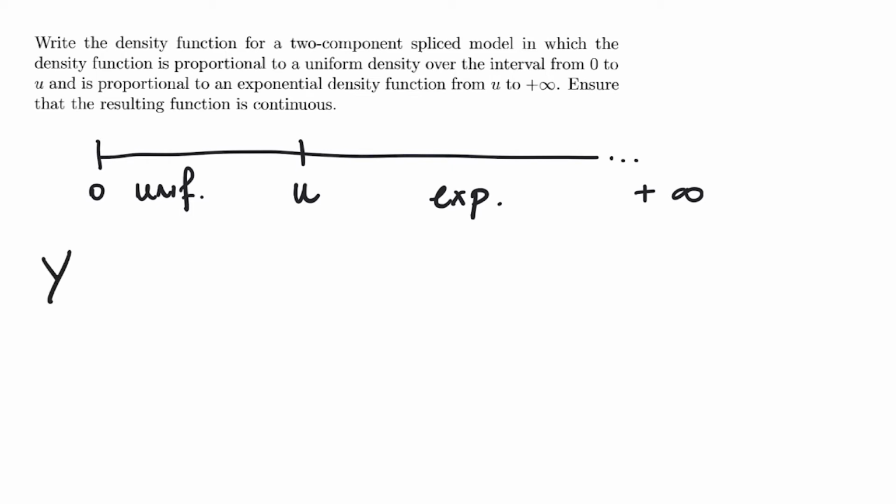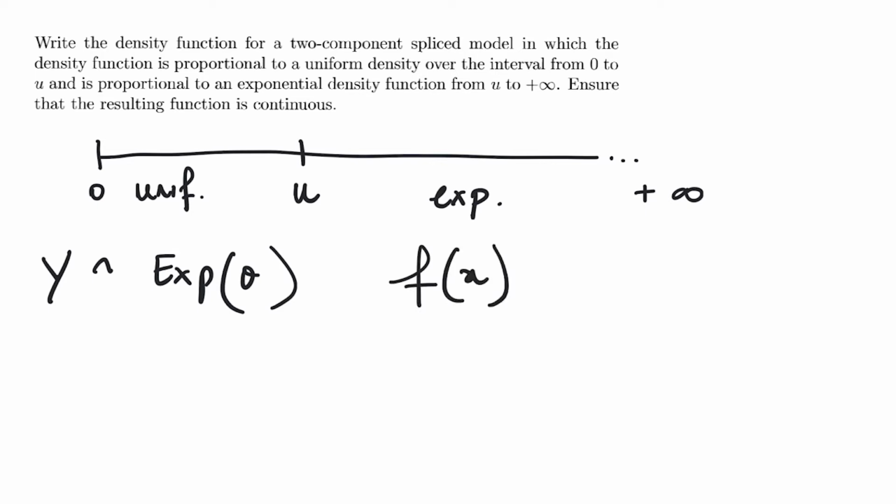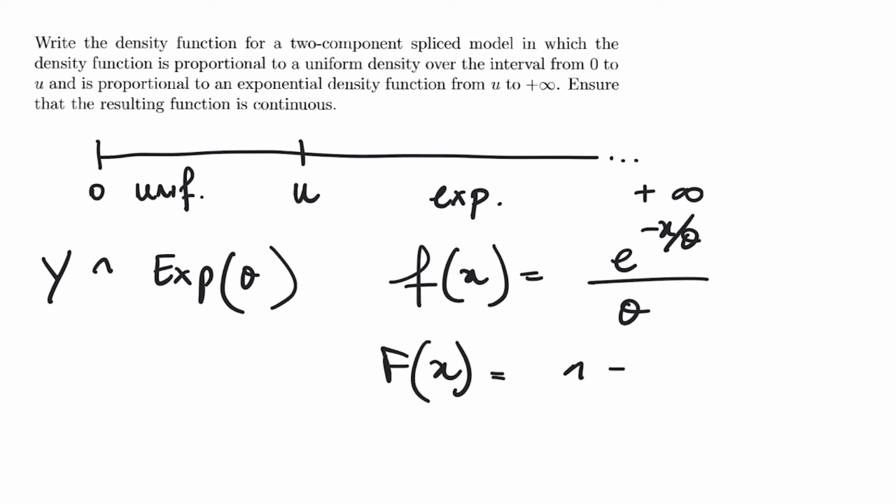Our second component is an exponentially distributed random variable with parameter theta, and then we know that the probability density function is equal to the exponential of minus x divided by theta, and the cumulative distribution function is equal to 1 minus the exponential of minus x divided by theta, where x is defined in the interval from 0 to plus infinity.